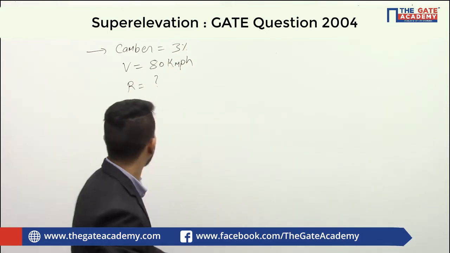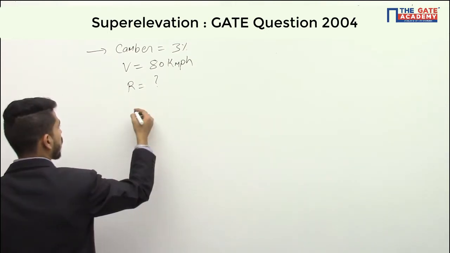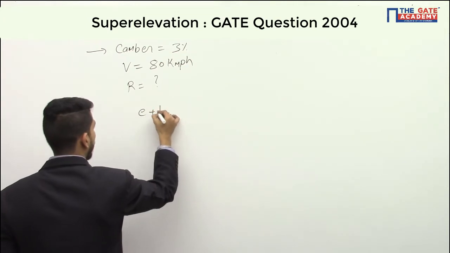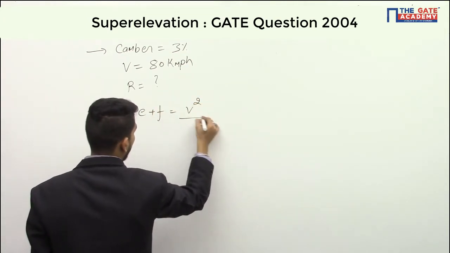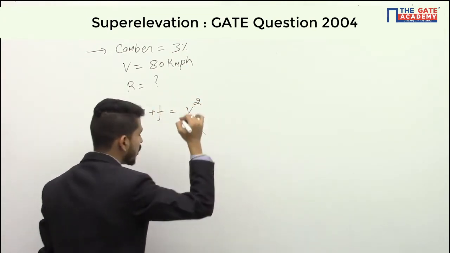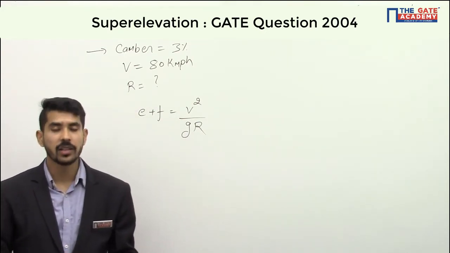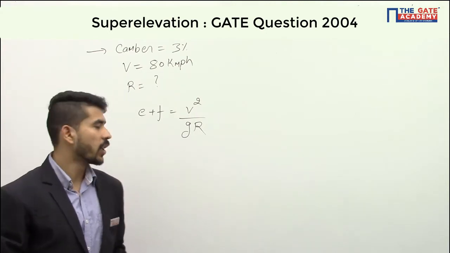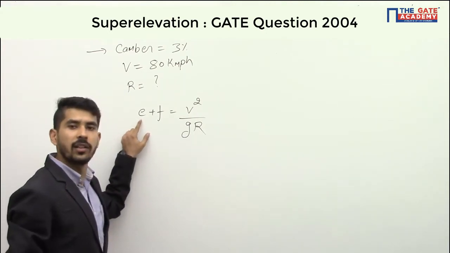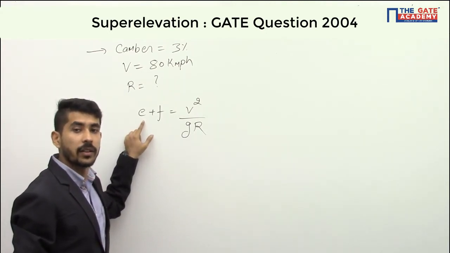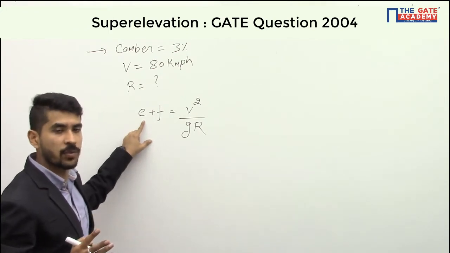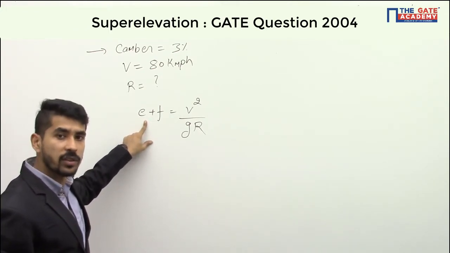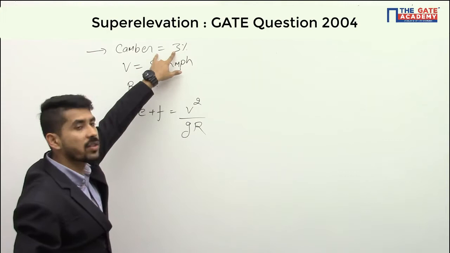To calculate this radius, we have an expression, that is E plus F equal to V square divided by GR. So he says beyond which no super elevation is provided. So can I substitute the value of E as 0? Can I substitute it? No, I cannot substitute E equal to 0 because he is giving me a value, that is camber.